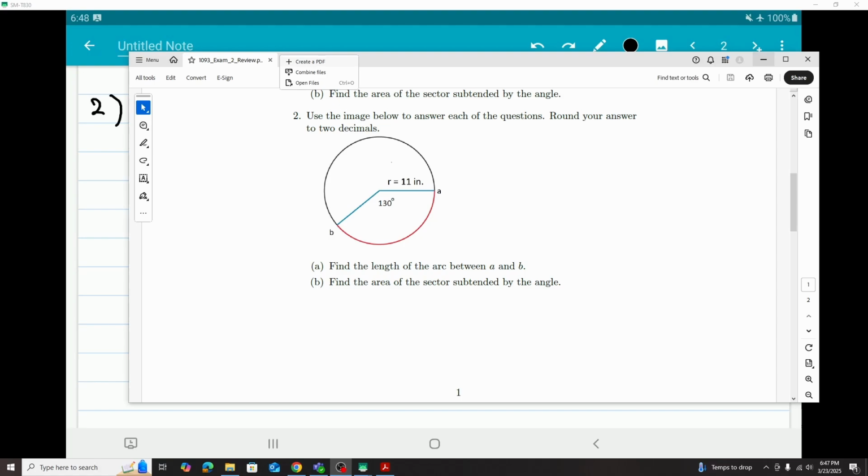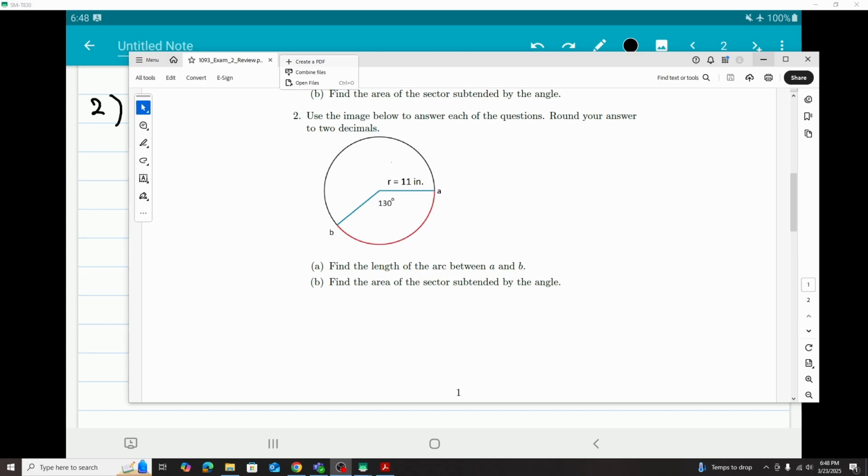Problem number 2. Use the image below again. So we've got our same circle as last time, except now the numbers are a little bit different. But the other thing that's different, the thing that we need to be careful of is our angle measure is in degrees now, not radians. So for our ideas from the last problem to work, we need that angle measure to be in radians because that tells us how many radiuses we're walking through.